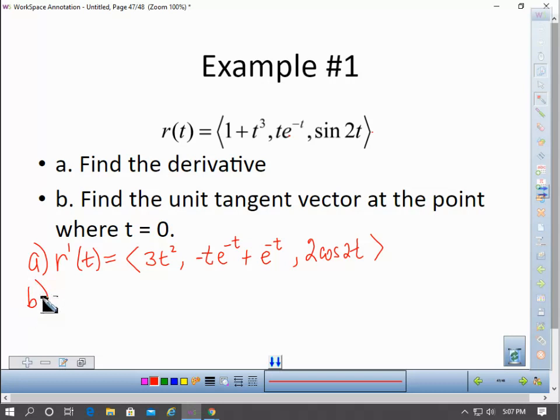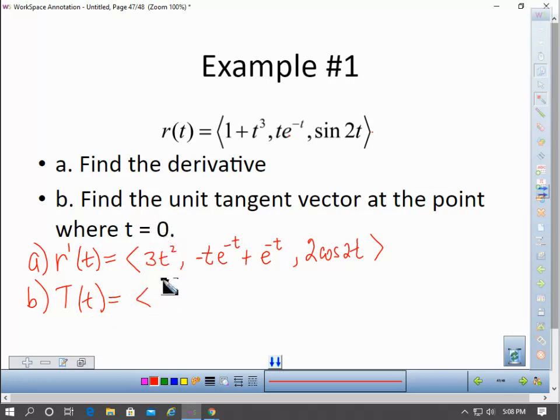All right. So part B says find the unit tangent vector at the point where t equals 0. All right. So our unit tangent vector at the point where t equals 0. So, well, this is your tangent vector right here. So we just want to make this a unit vector at t equals 0. So first of all, let's find the tangent vector that we're looking for.